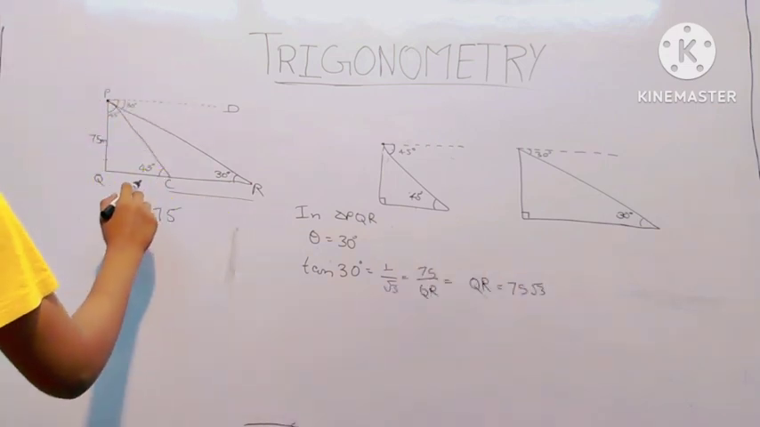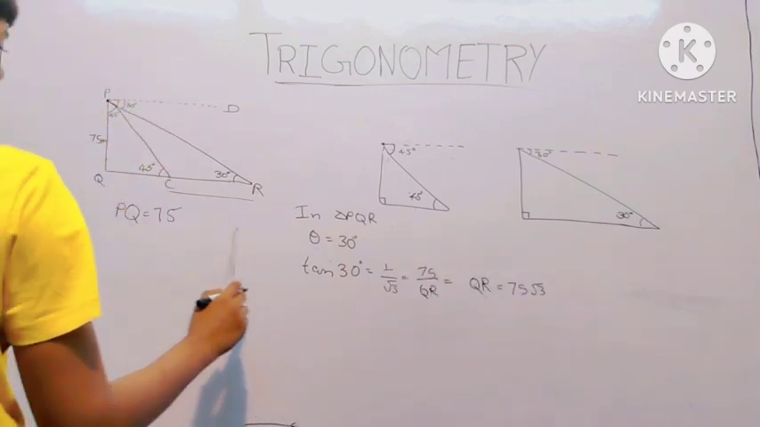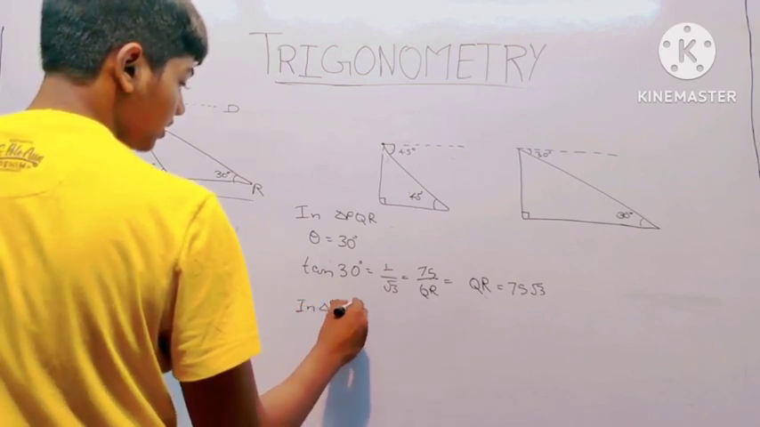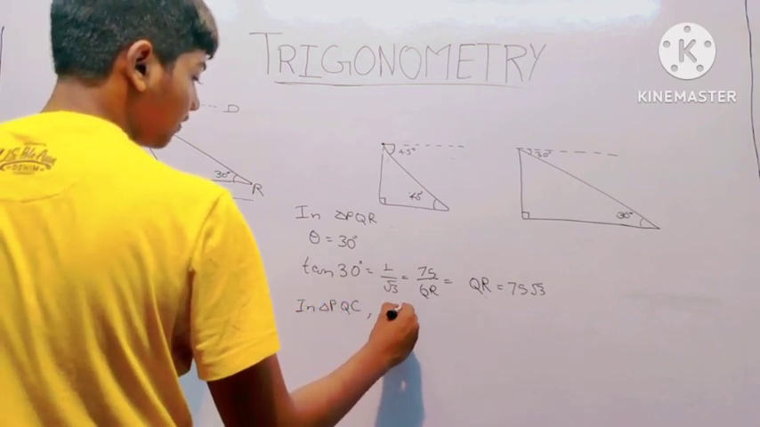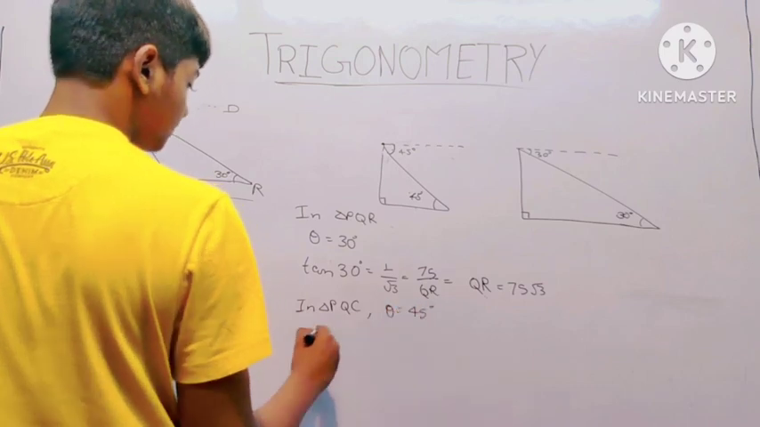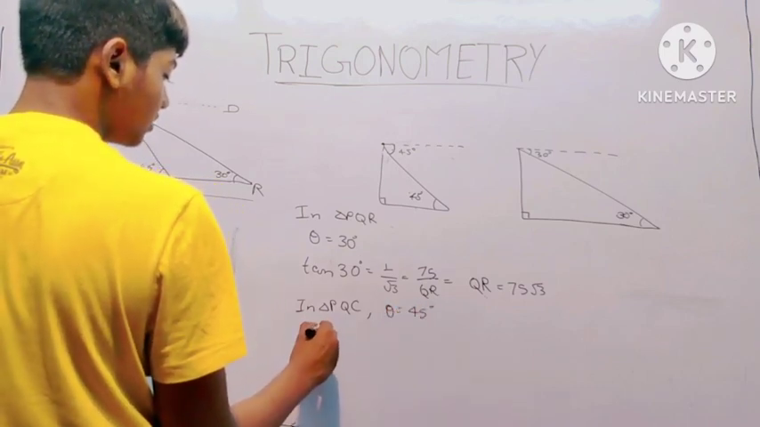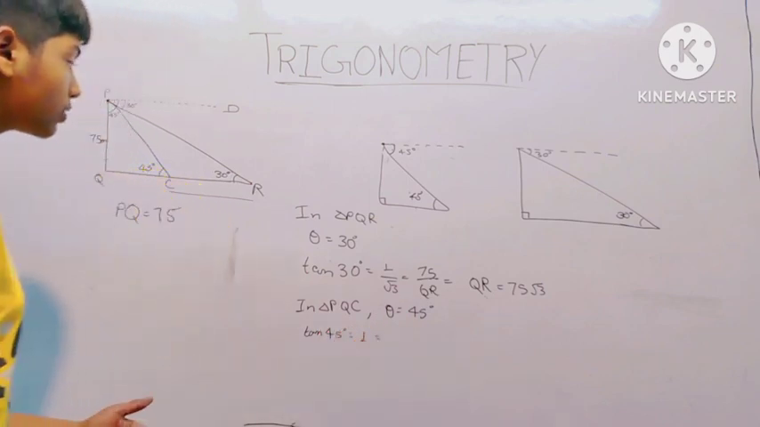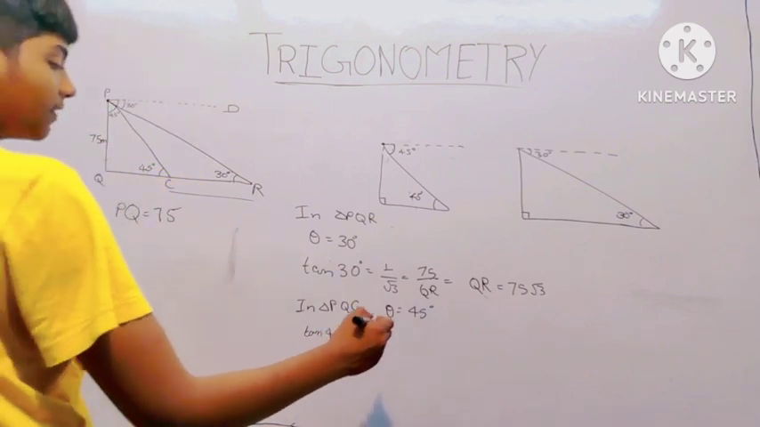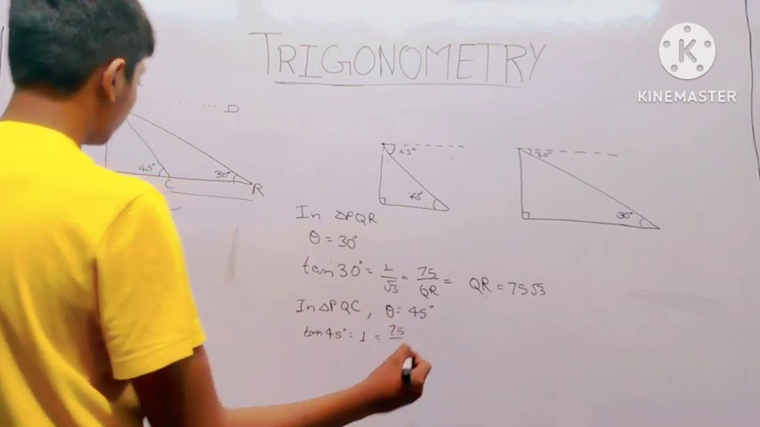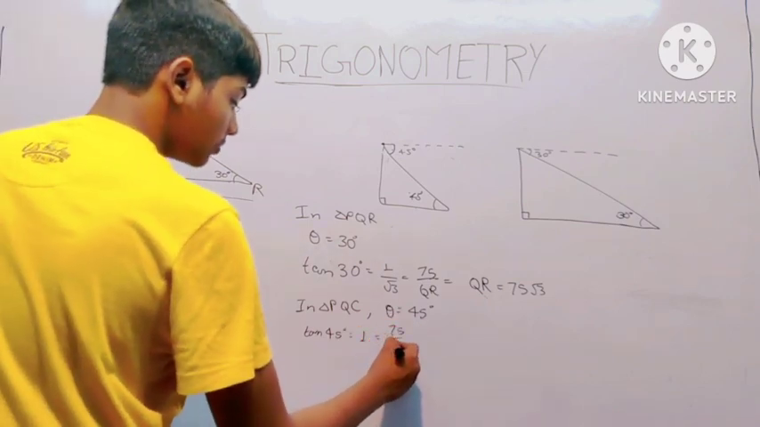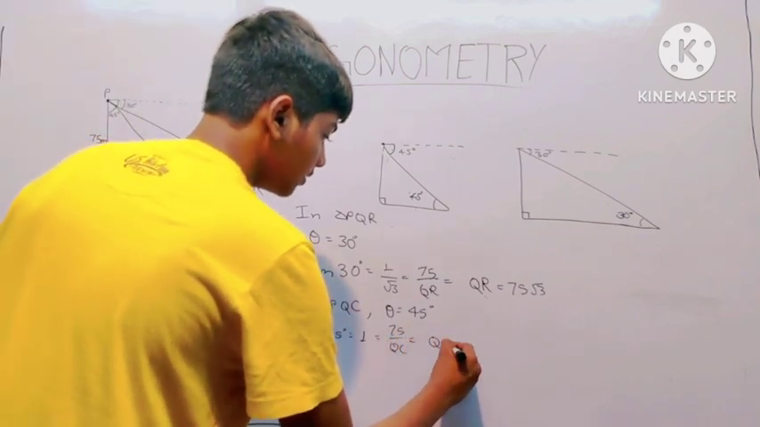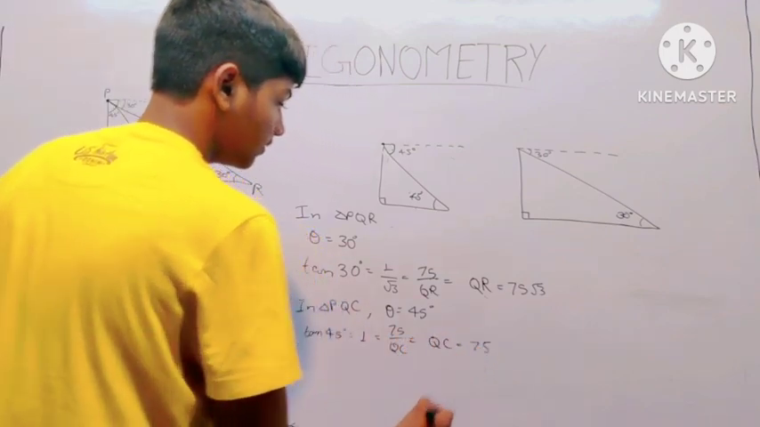Now let's take the triangle PQC. In triangle PQC, theta is equal to 45 degrees. So tan of 45 degrees is equal to 1. Tan is also perpendicular by base. The perpendicular is 75. The base is QC. So QC would be equal to 75.